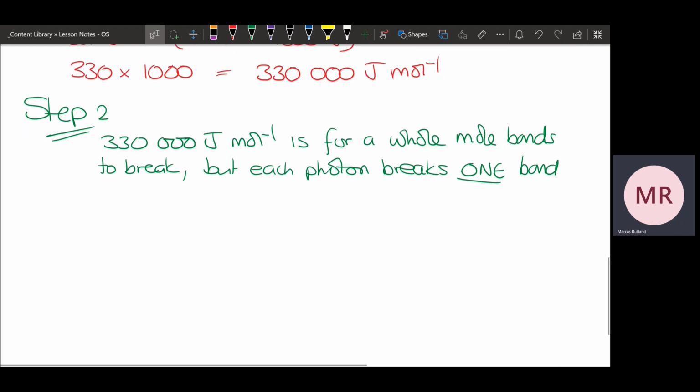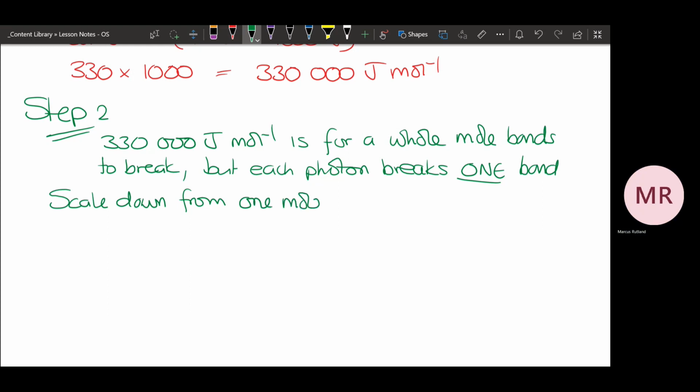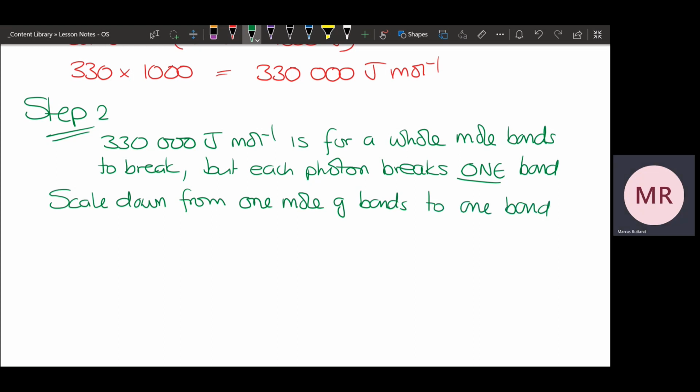So we need to scale down from 1 mole of bonds to 1 bond. So pause for a moment. How do you think you might do that? There's a particular constant that you're going to need here. What might that be? Where would you find it? And so hopefully you've remembered that we use the Avogadro constant.